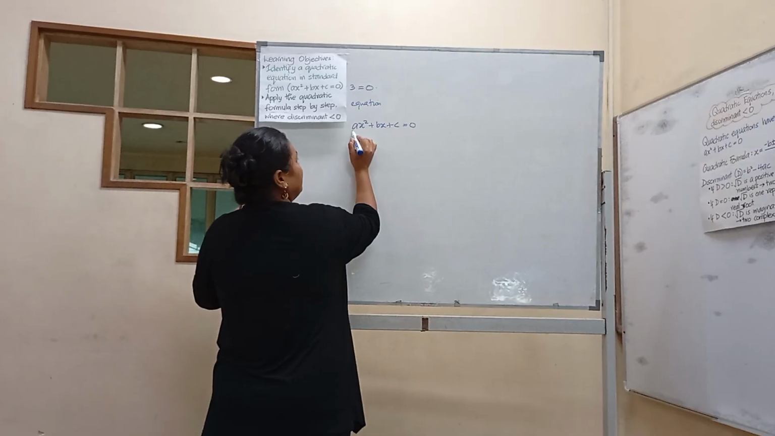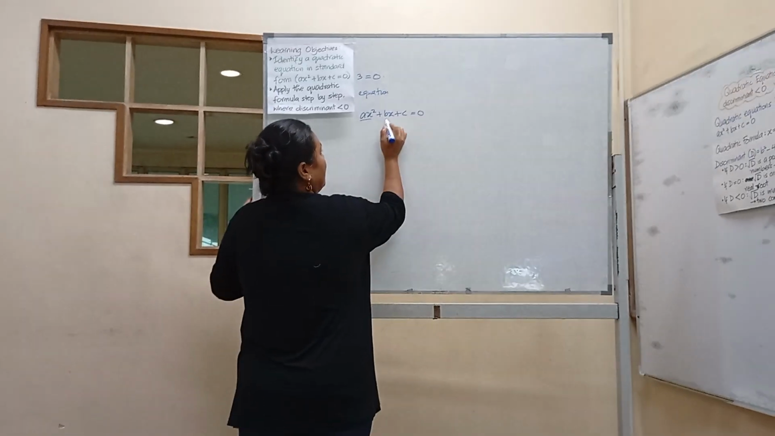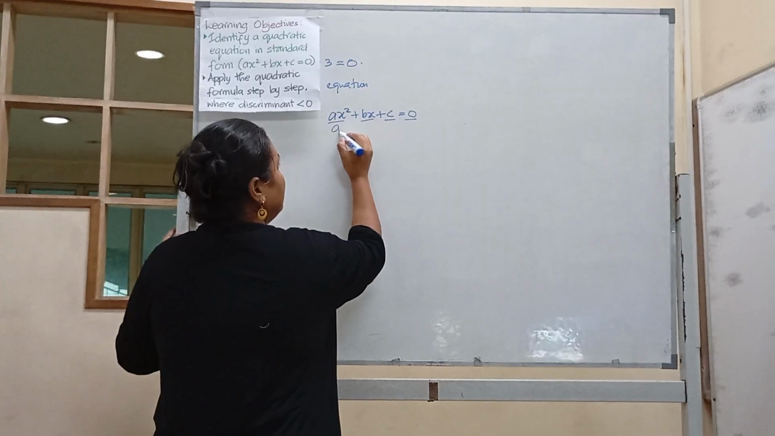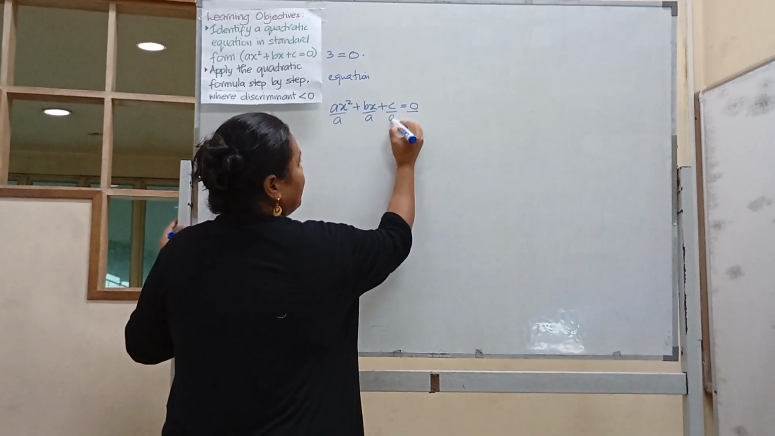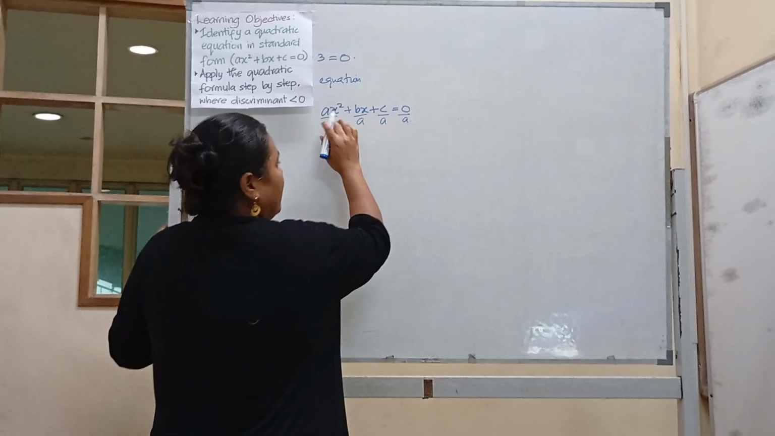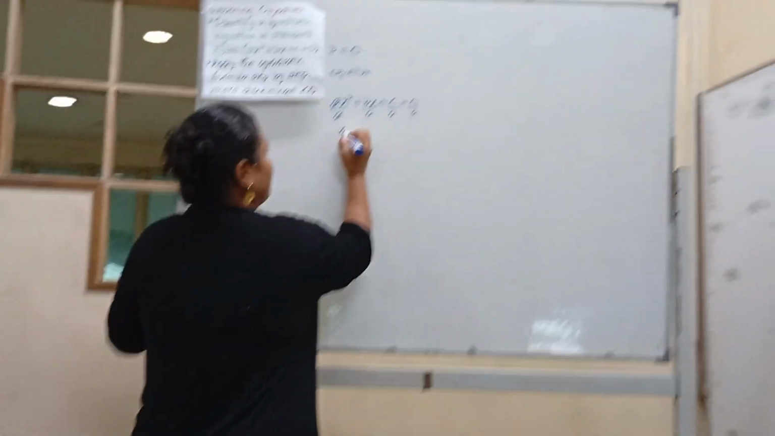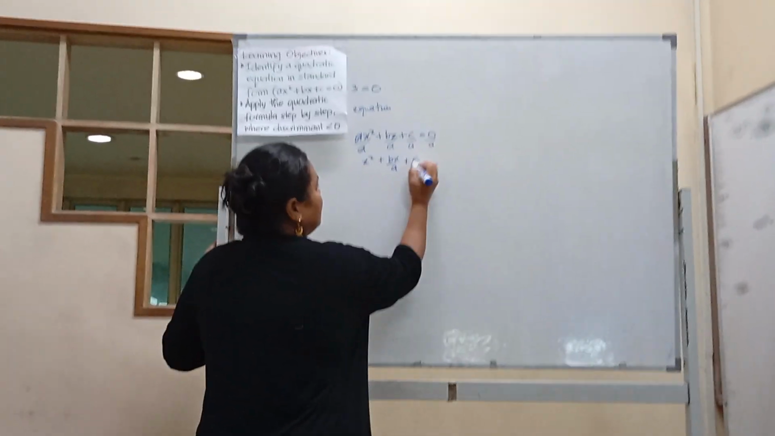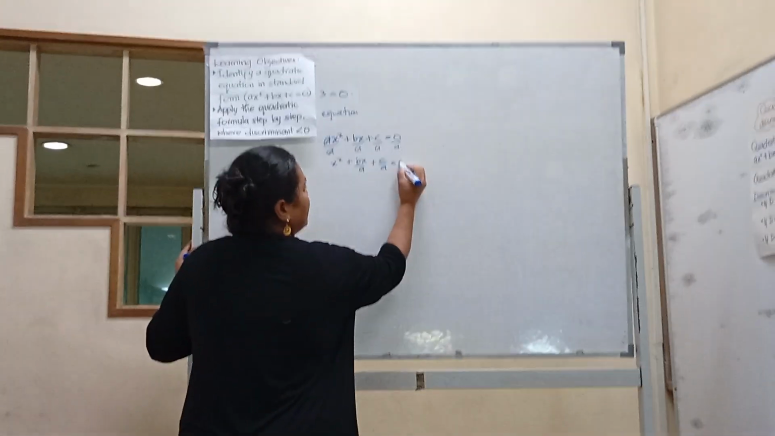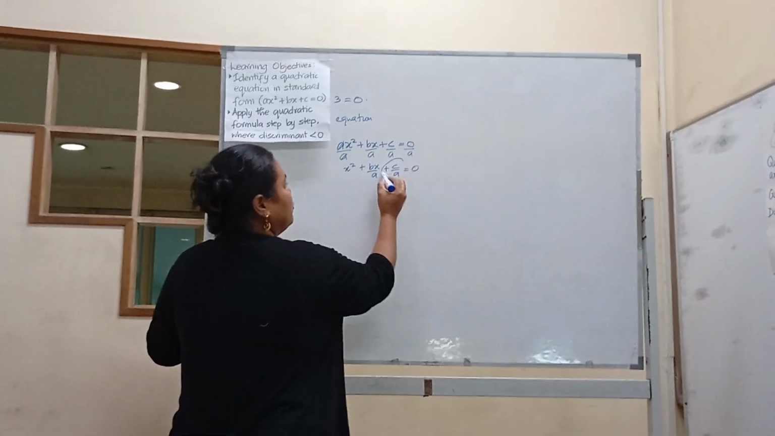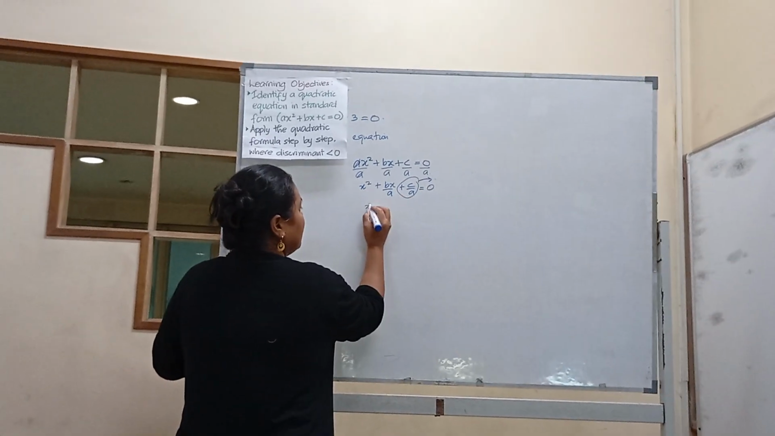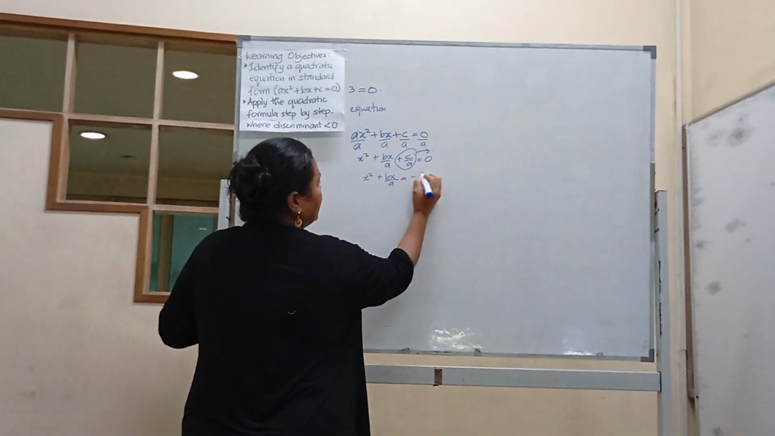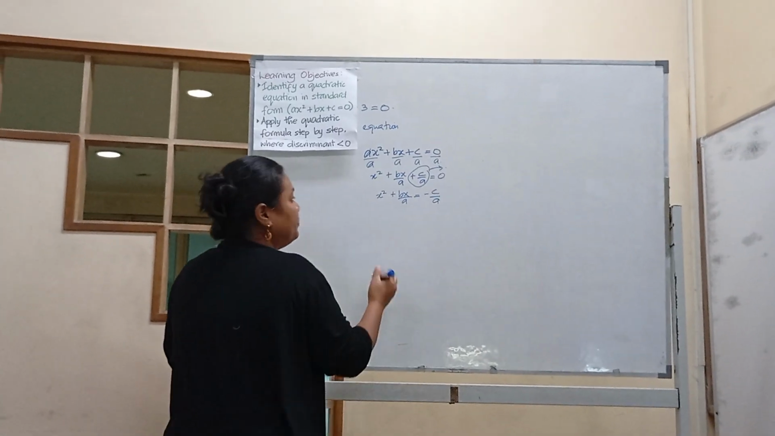So we have to divide all of our terms by a, so that x squared can have the coefficient of 1: x squared plus bx over a plus c over a is equal to 0. We have to move the constant to the other side. x squared plus bx over a is equal to -c over a.